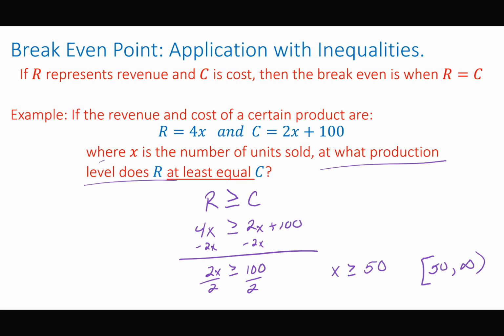All right. Again, this is an inequality, so it's not going to be x equals something. It's going to be a range of values. At what production level does R at least equal C? At 50 is my break even, but any number from 50 on, I'm at least equal to. I'm going to actually be bigger as I progress further: 51, 52, 53, and so on.